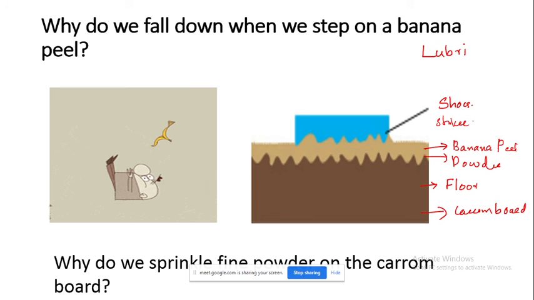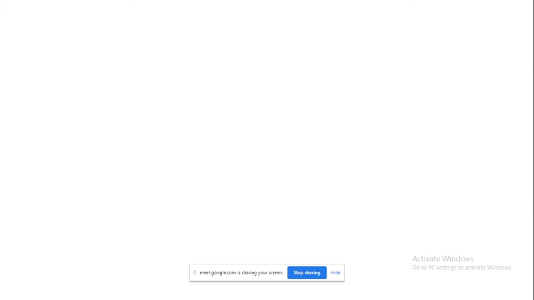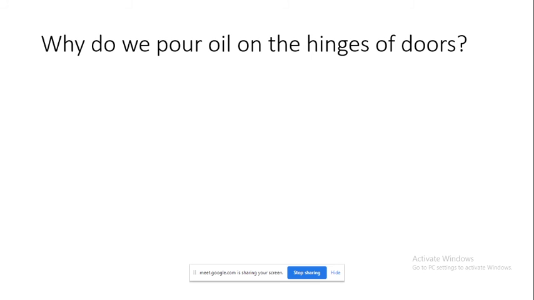such things are called lubricants. I got this answer in yesterday's class also. Someone was saying lubricants. So the substances which we use to reduce friction are known as lubricants. Okay.